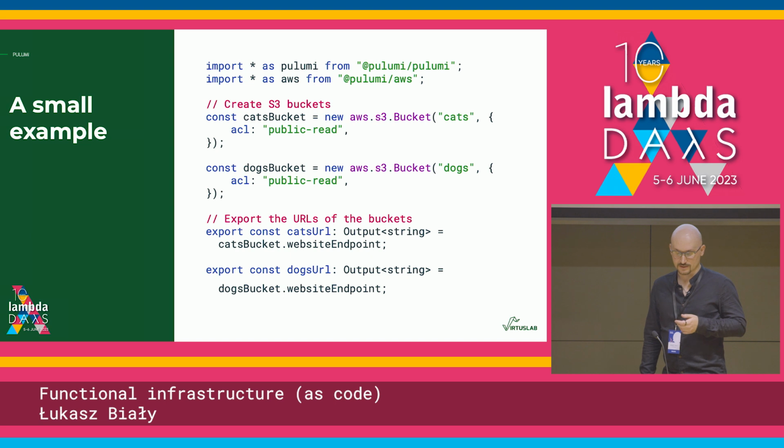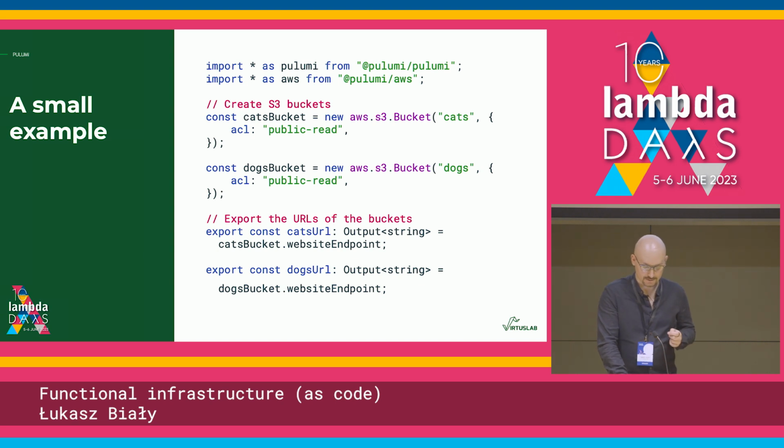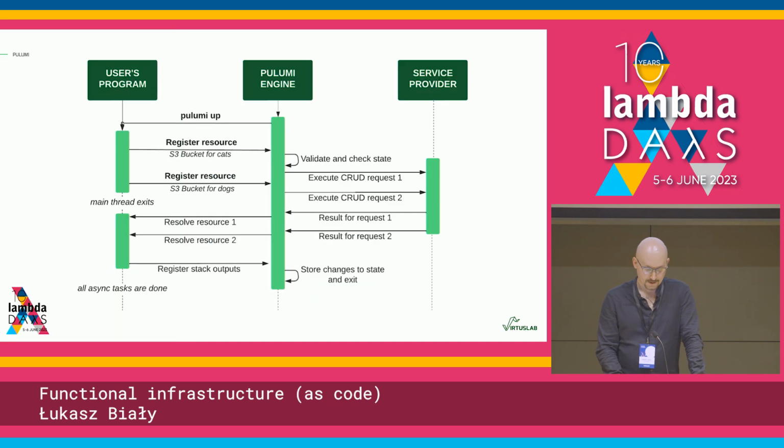It first notices that there's a cats bucket to be created and a dogs bucket to be created. And then there is an export. It's just a value, and it's a value of output type. It's quite important. We will get back to outputs, but that's all it has to do. It just has to call two constructors for S3 bucket, and then bind the values that are properties of the object resulting from the constructor to those export constants.